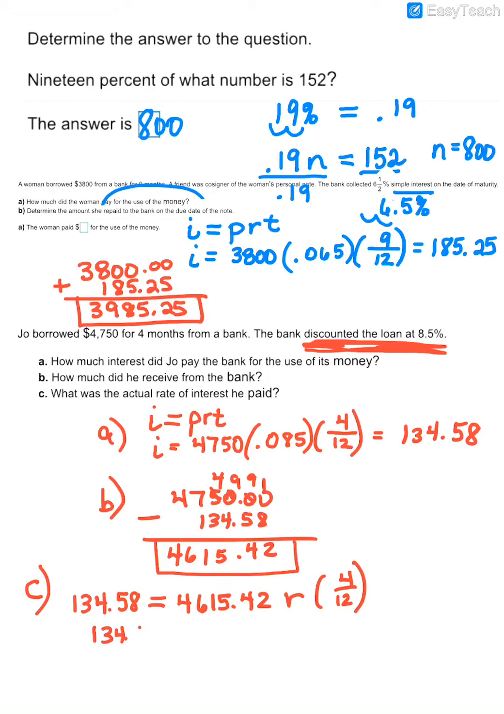So I'm going to get on a calculator and go ahead and multiply my $4,615.42 times the 4 divided by 12. And I get a decimal, 1538. And I'm not going to round just yet, so I'm going to carry those decimals. And then in order to get R by itself, since that's multiplied by R, I will divide both sides by the 1538.